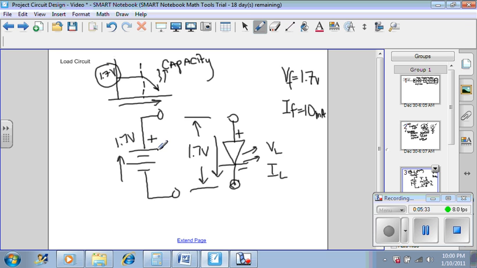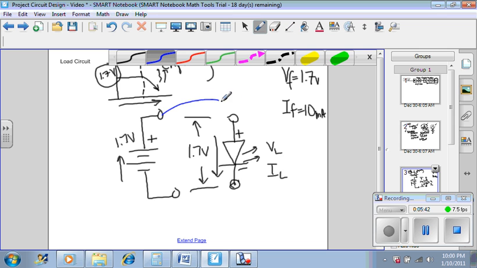So if you are able to find a power supply at exactly 1.7 volts, and you were to join this, perhaps I would also use a switch to this circuit, to this diode rather. And now I have a closed circuit. A current flows around the circuit if I close the switch.